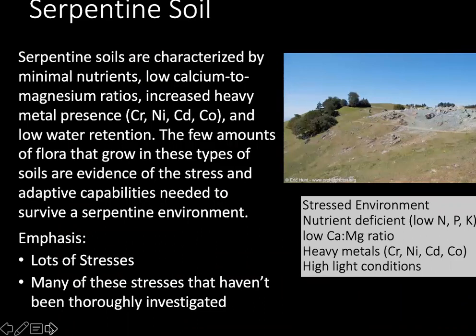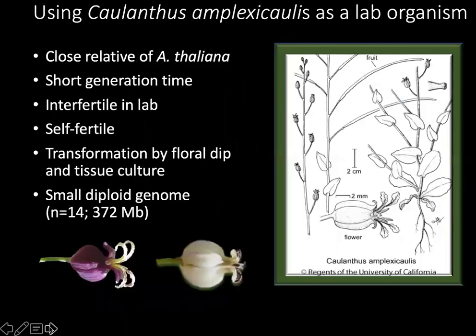If you look at the image on the right, you'll notice a serpentine outcrop. This outcrop has very little vegetation, and this is evidence of the stresses that this type of soil provides and the adaptive capabilities needed to survive a serpentine environment such as that. What we want to emphasize here is that serpentine soils provide a lot of stresses, and many of these stresses haven't been thoroughly investigated.